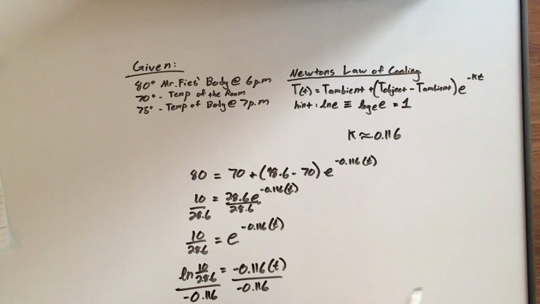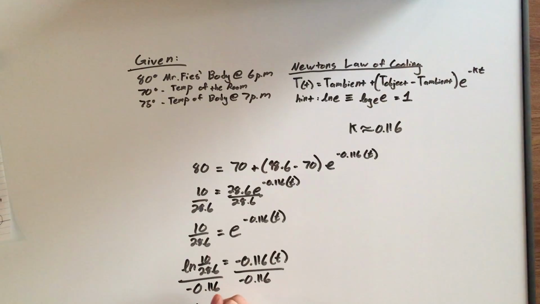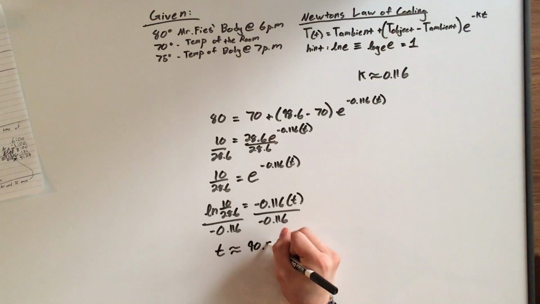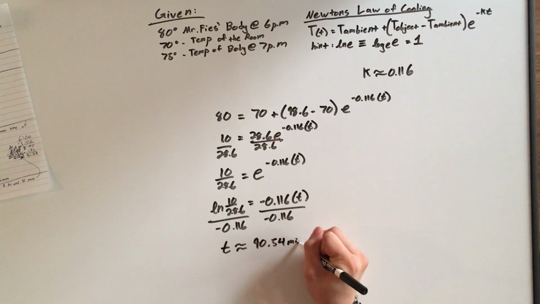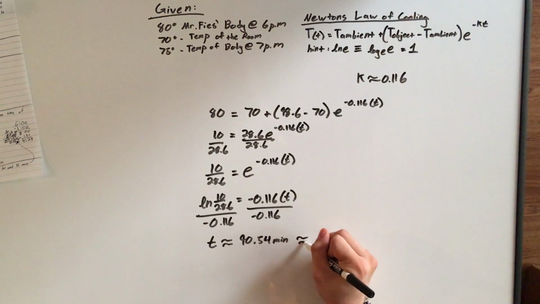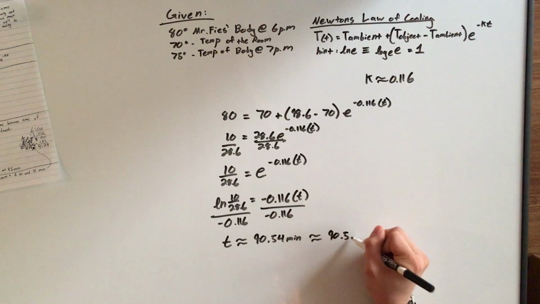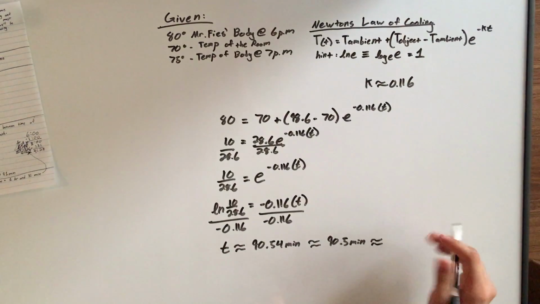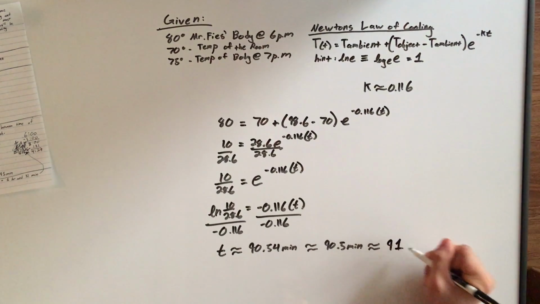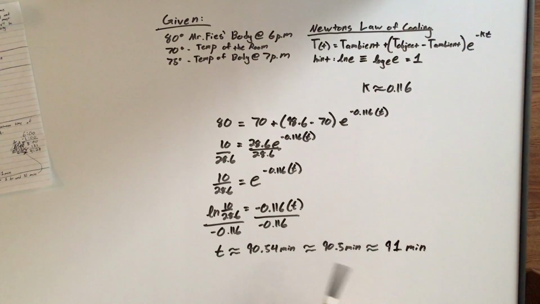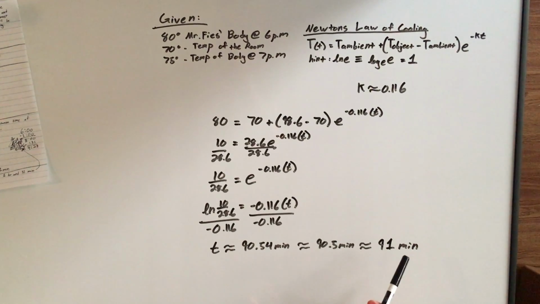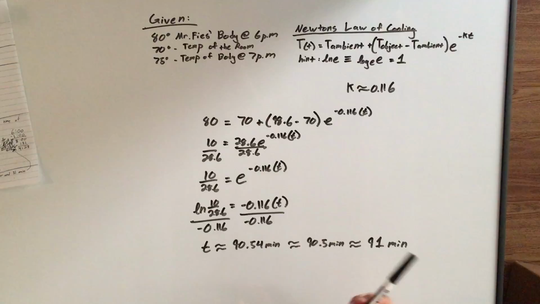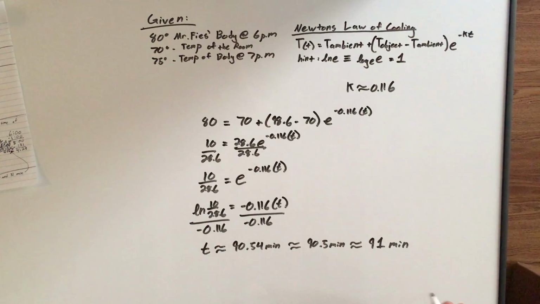And to save us a lot of trouble on the calculator, I'm just going to tell you what the answer is already. t is equivalent to 90.54 minutes. We round this to the tenth and we get 90.5 minutes. And let's just round it up again so we get a better number on the overall time, and we're going to get 91 minutes overall. So now we have found the elapsed time between time of discovery and the actual time of death.